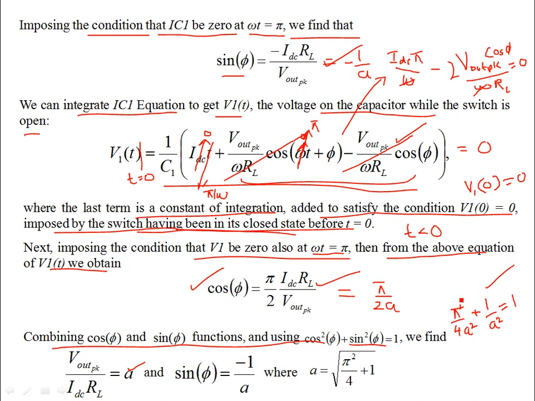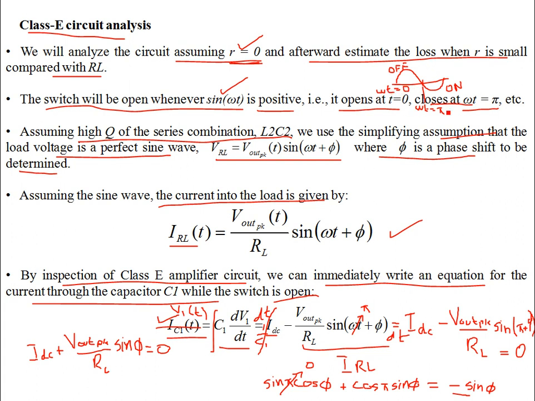This term is sine, this term is cosine. So A is given as the square root of this thing. So you have this over here as well. You have pi square over 4 plus 1. So this is basically the evaluation of the phase phi, based on the constraint that the switch is closed at omega t equal to pi. Before that, at omega t equal to 0, it's open. So this is the condition that we have. Based on this condition, we have found out what is phi, the phase phi.